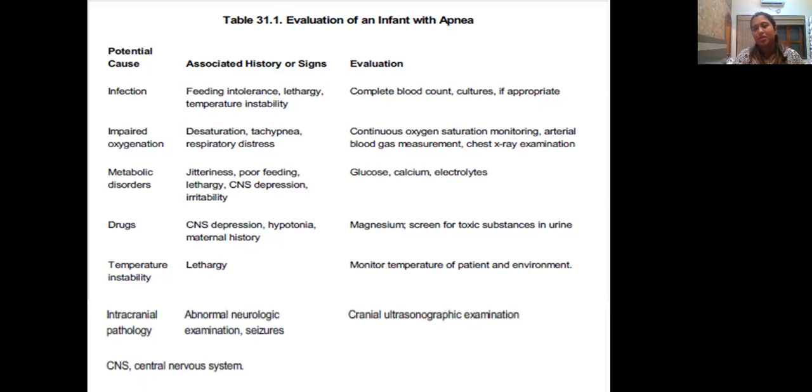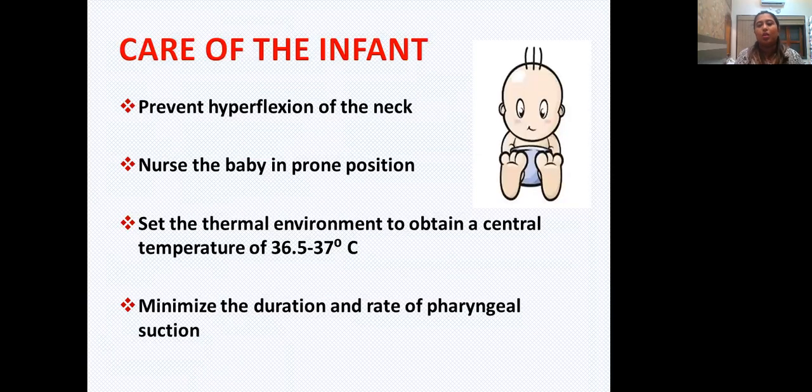So the investigations we do are complete blood count with CRP and blood cultures, to rule out the pulmonary and cardiac pathologies, chest X-ray, saturation monitoring, and also arterial blood gases. Then the electrolytes, magnesium, and a cranial USG. So once we have sent the investigations, now how do we take care of the infant?